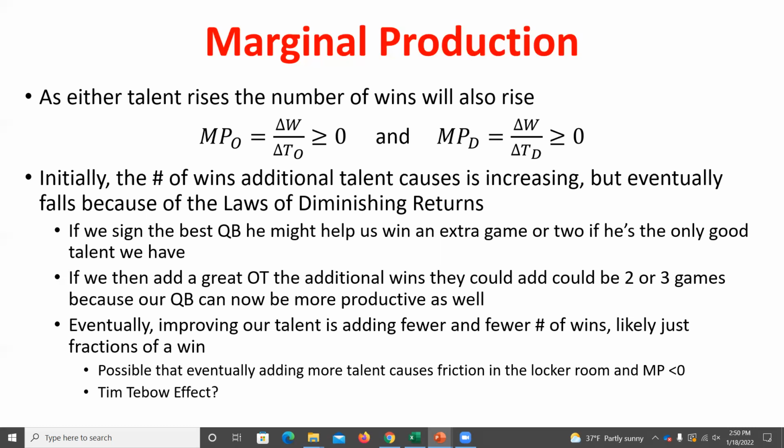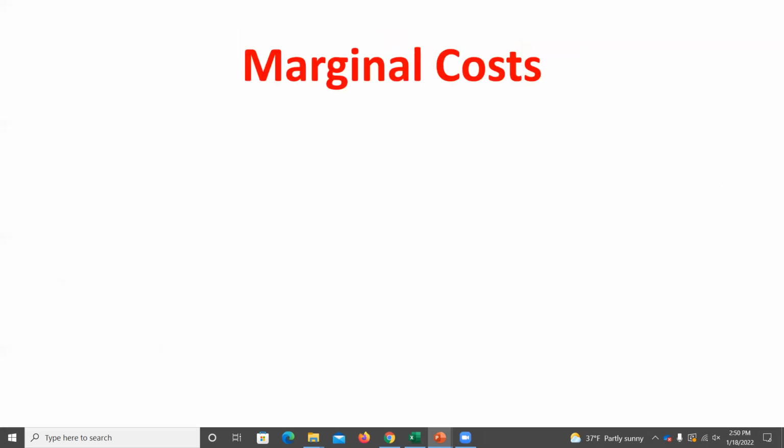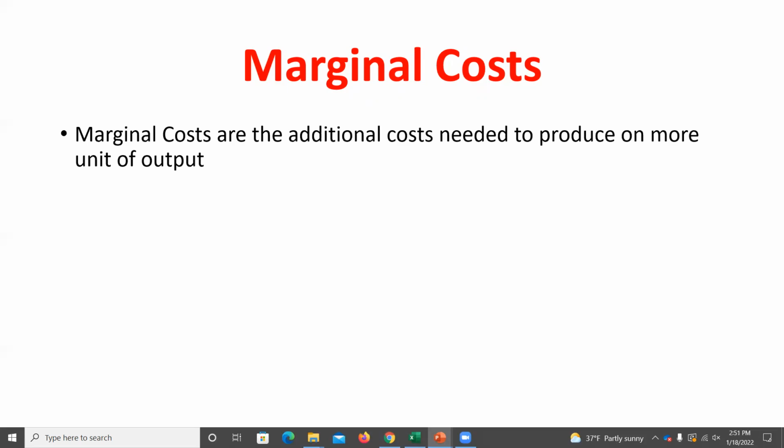Yep. All right. So marginal cost, right? We talked about marginal production, or the additional output coming from additional inputs. We can also think about, well, I would love to just continue to add talent over and over, but at some point, I have to make sure I have enough money, right? So eventually, we're going to be comparing the marginal production of a player to the marginal costs. So marginal cost is the additional cost that comes from producing an additional unit of output.